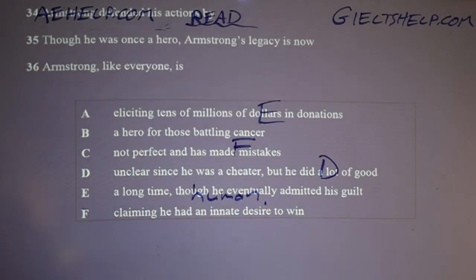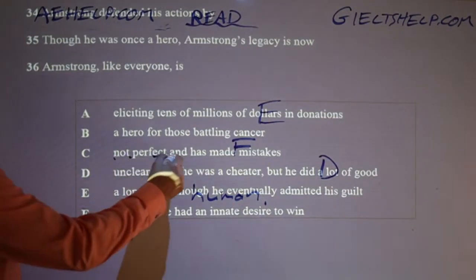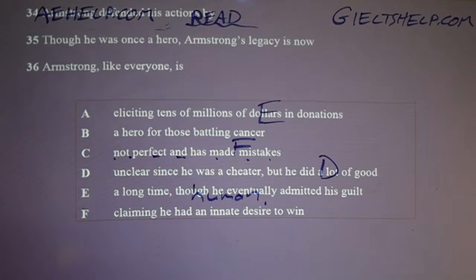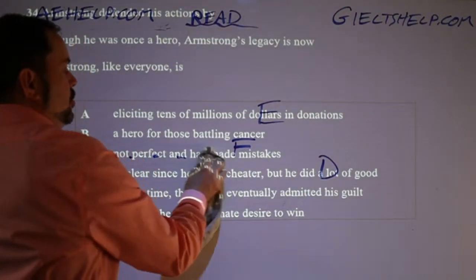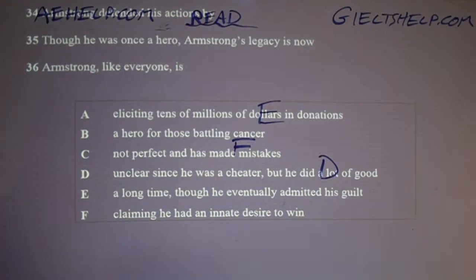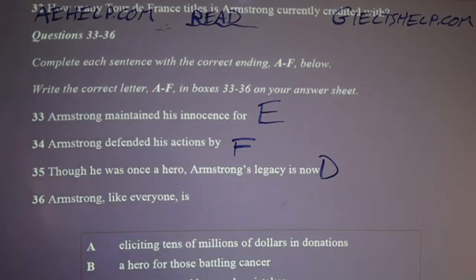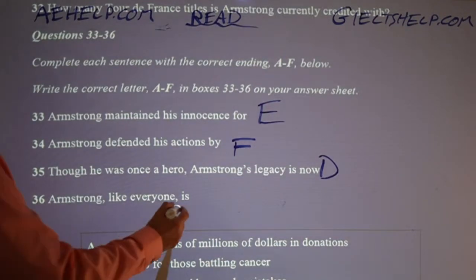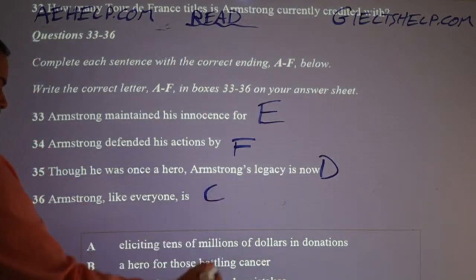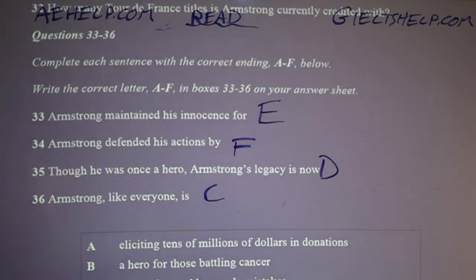What does it mean to be human? It means to be not perfect and make mistakes. Okay, so I would say that that one is C. Humans are not perfect. We make mistakes. It's the way we handle those mistakes that makes us incredible. Okay, Armstrong, like everyone else, is not perfect and has made mistakes. All right, so I would go with that.